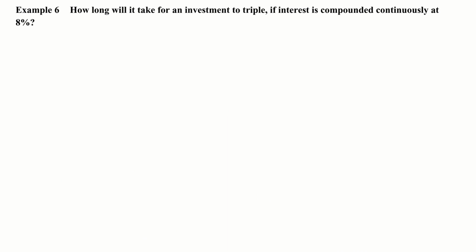All right, so here we have another problem to look at. How long will it take for an investment to triple if interest is compounded continuously at 8%? All right, so we know that here of our two formulas, let me remind you what they are. Remember, you have to decide which one of these applies. In this case, this is continuous compounding, so it's going to be this one.